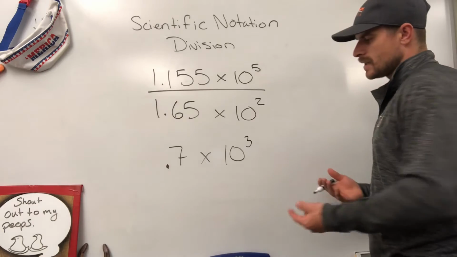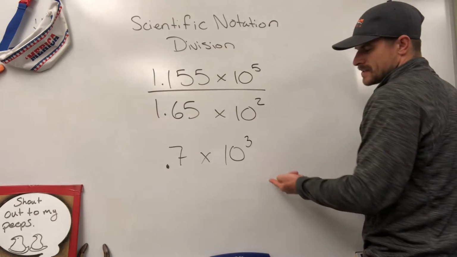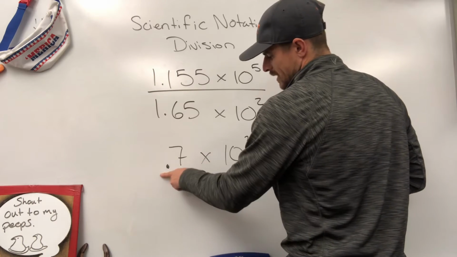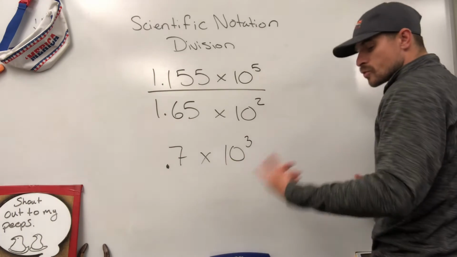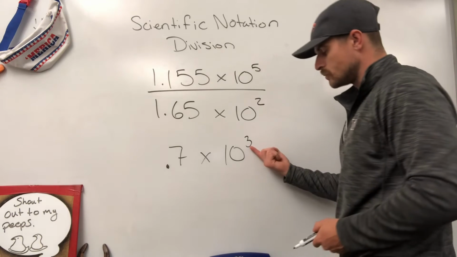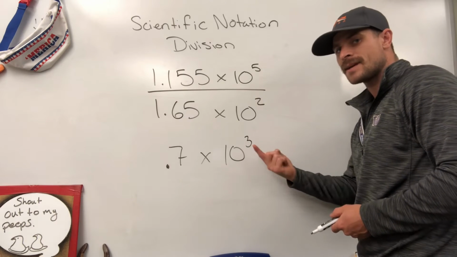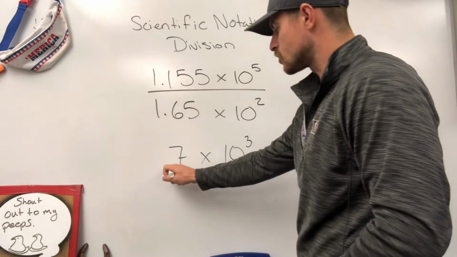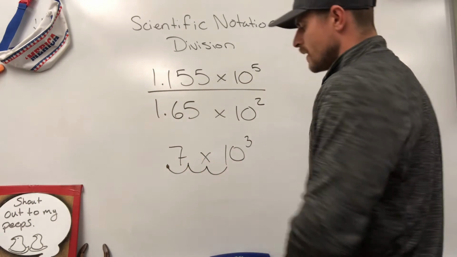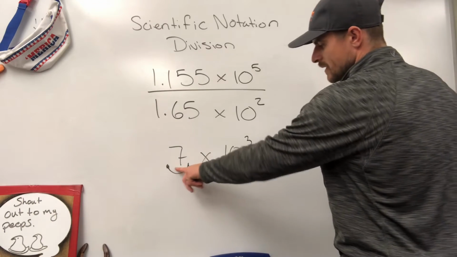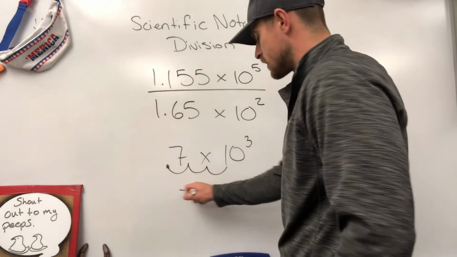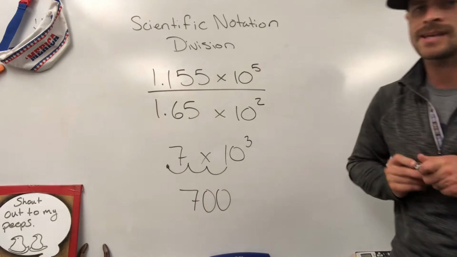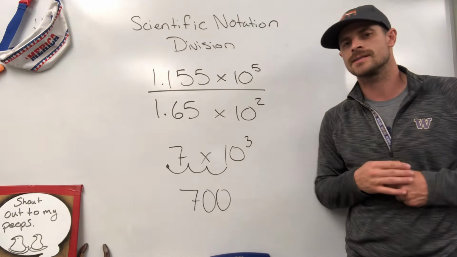So now what I'm looking at is a number that's technically not written in scientific notation anymore because that is not a value between 1 and 10. But we can use the rules of scientific notation and just move it 3 spaces over. Because this exponent is positive, that means we're going to be going to the right. So all I need to do is draw 1, 2, 3 waves, and my new number would be 700. All right, and that right there is how you divide values that are written in scientific notation.